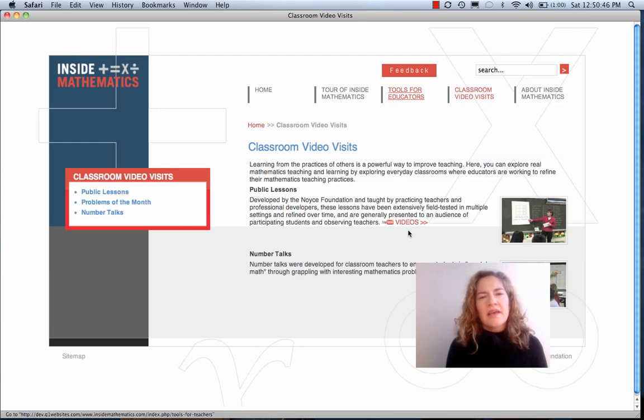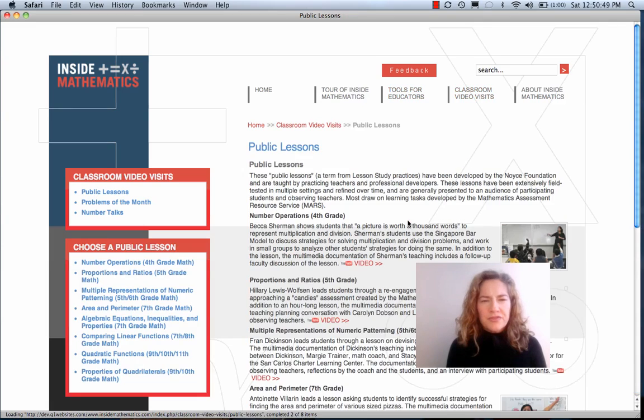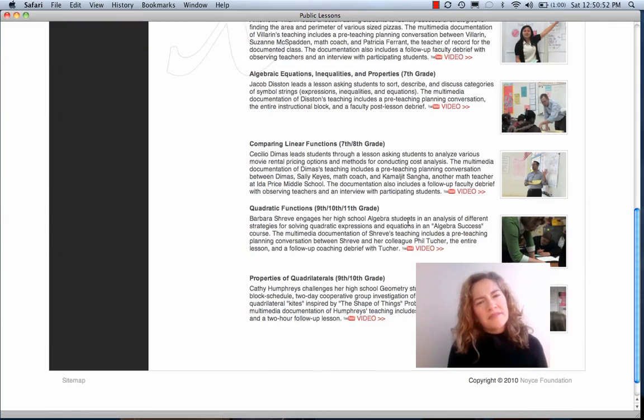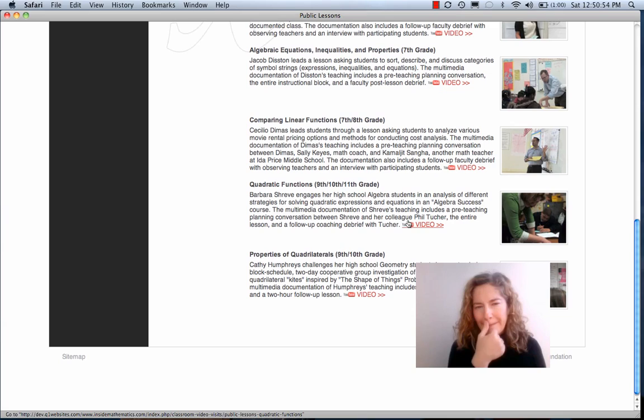Different settings. There's one that is Barbara Shreve, dealing with quadratic functions. She has a combination of students in 9th, 10th, and 11th grades. And the other is Properties of Quadrilaterals for 9th and 10th grade. This is aligned with the problem of the month called The Shape of Things. But I think that what's interesting is that this shows students working at very, very different levels with mathematics.